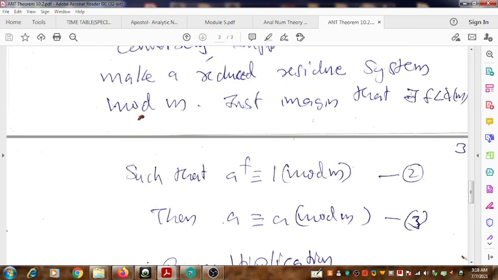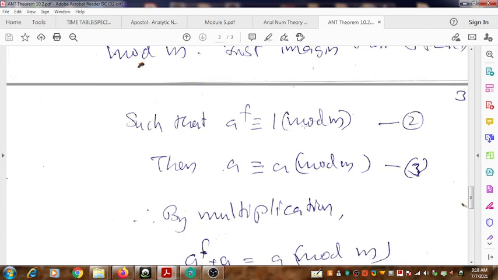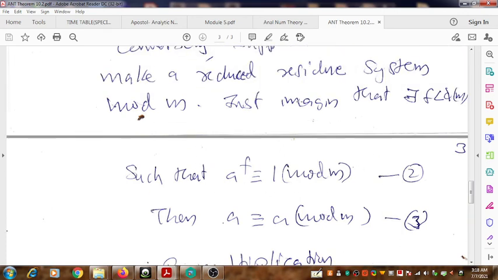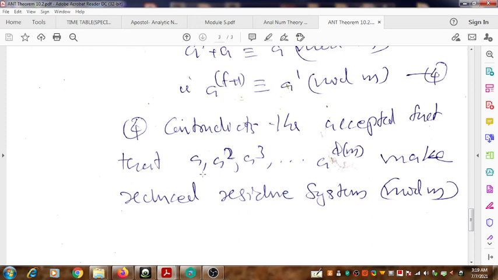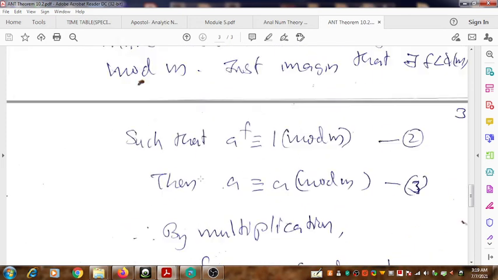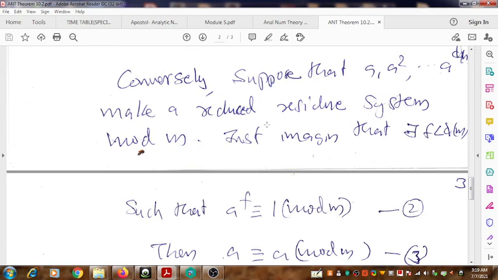We just imagine that there exists a number f less than phi m such that a raised to f is congruent to 1 mod m. This is the wrong statement, so we have to correct this. That means there does not exist a number f less than phi m such that a raised to f is congruent to 1 mod m, and that means these numbers then make a reduced residue system mod m. Okay, thank you.